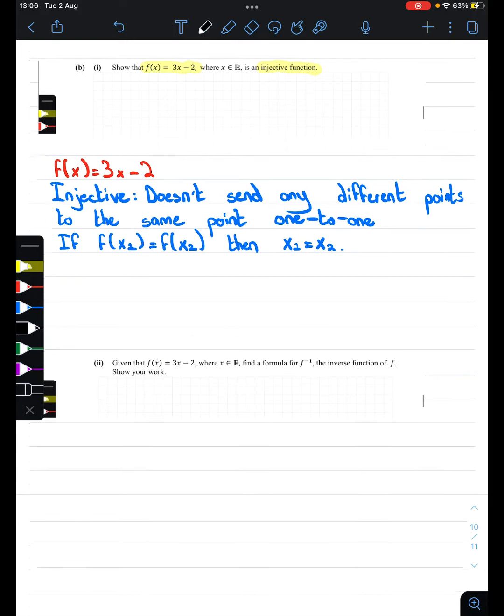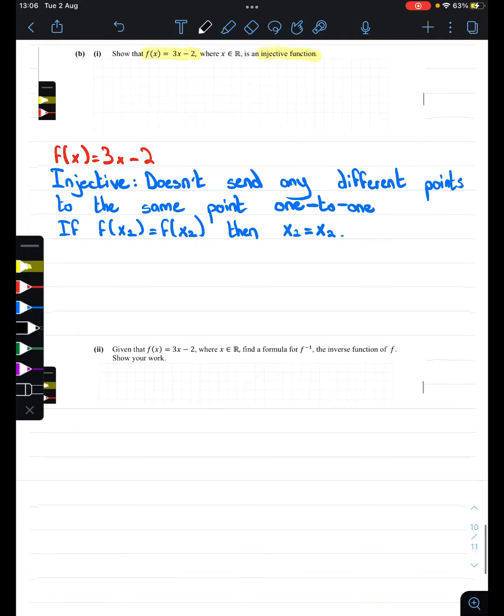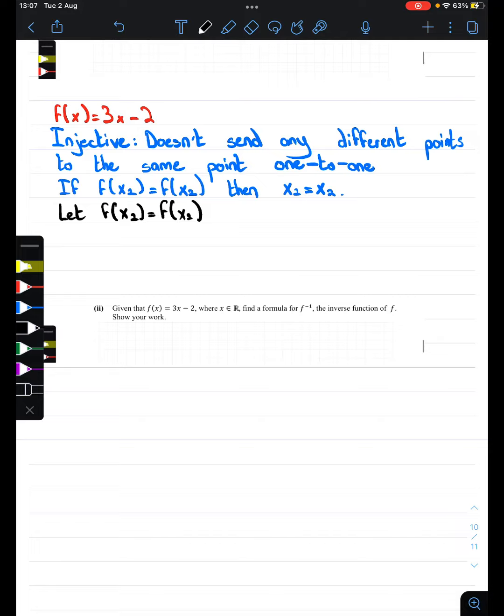Okay, well, how would we show that it's injective? Well, let's let f of x1 equal f of x2 and see what happens. Well, what is f of x1? f of x1 is just 3 times x1 minus 2. And f of x2 is 3 times x2 minus 2.